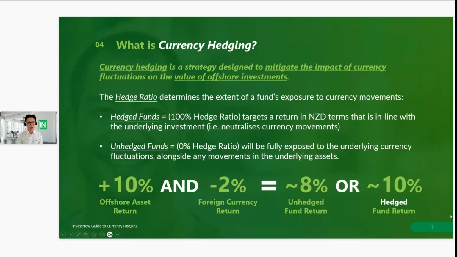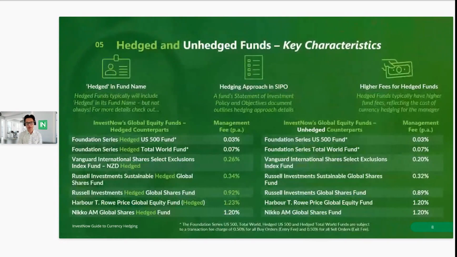If we move forward to the key characteristics of hedged versus unhedged funds, probably the key thing that would stick out right away is that many hedged funds would have the actual word hedged in their fund name. For example, the Russell Investment Sustainable Hedged Global Shares Fund would be a 100% hedged version of the unhedged fund, which is the Russell Investment Sustainable Global Shares Fund. There are quite a few of these hedged and unhedged counterparts that we have on InvestNow, and it usually reflects the fact that one of the funds would be fully hedged and one is not hedged at all.